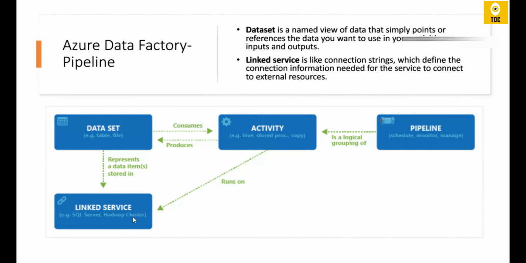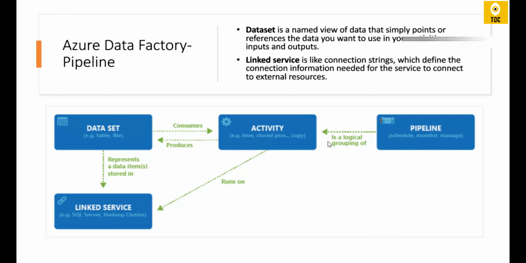And also we have created a data set for both your source, that is SQL DB, and target, which is the blob storage. That means we have created a linked service for both source and target, and a data set for both source and target. Now we will come back to the activity. So this piece is complete, right? Now we will come to the activity.